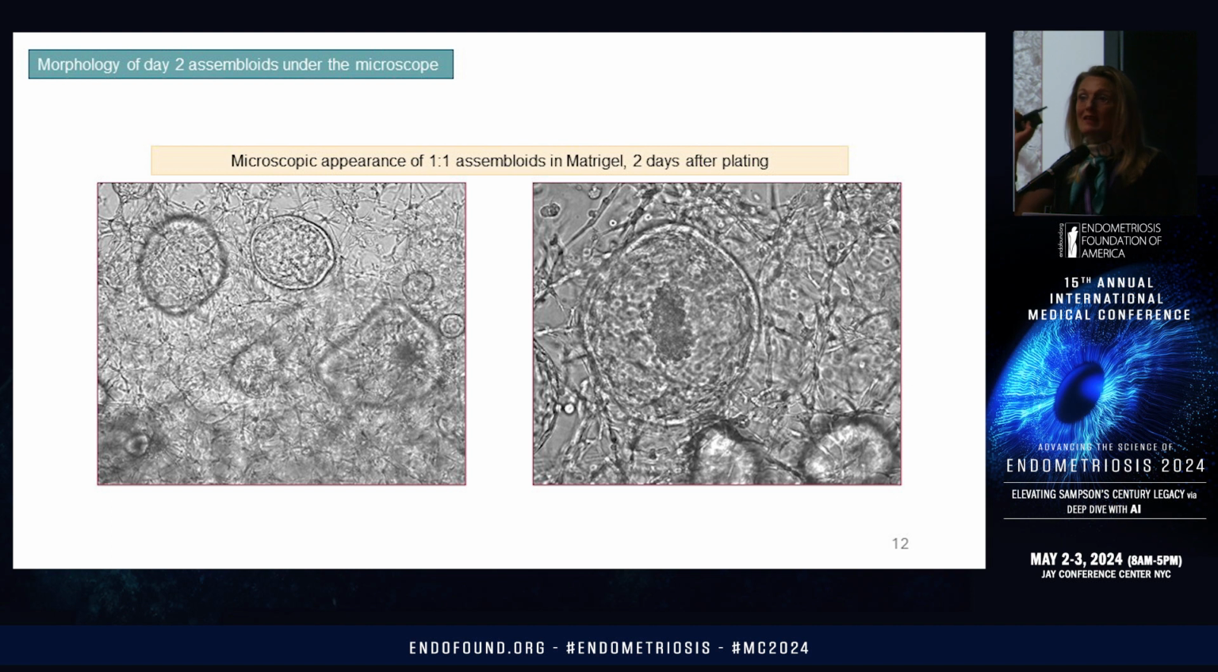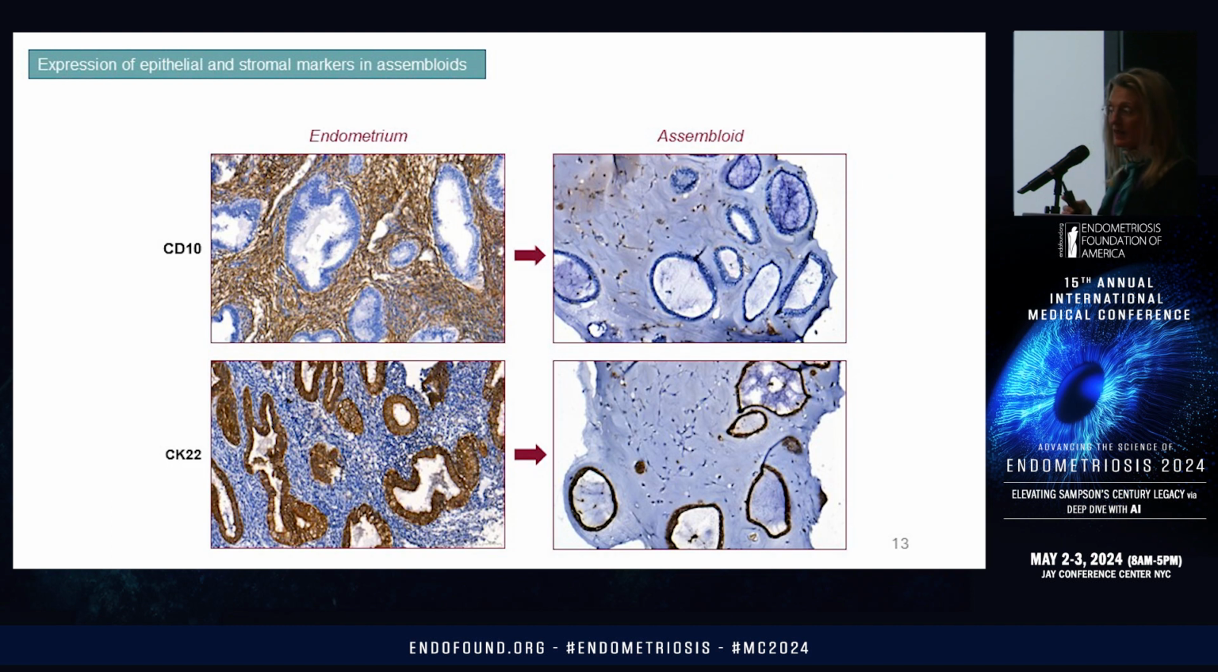But do these assembloids really replicate in vivo tissue? So how can we see that? Well, we study the expression of epithelial and stromal markers in assembloids. Here you recognize CD10, which is typically a marker for the stroma of the endometrium, and you see all the stroma in brown here in a normal endometrium, and below you see CK22 immunohistochemistry that will put in brown only the glands. And we have the same in the assembloids. So you see that the CD10 stromal marker will mark only the stroma in our assembloids, and the CK22 only the glands.